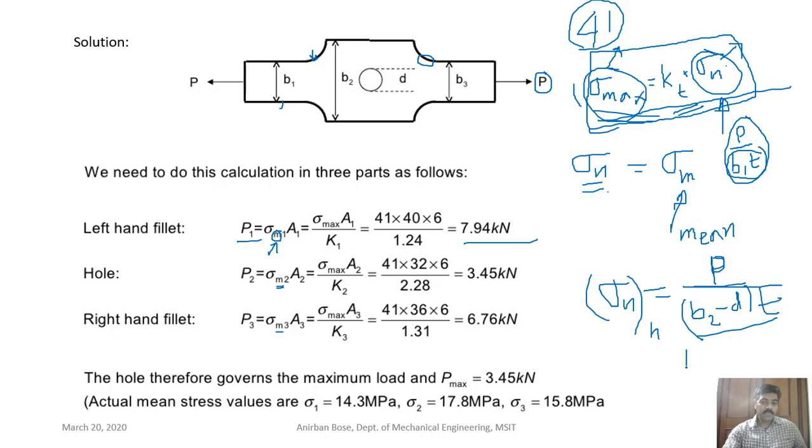We will get some value of P. Finally, if we consider these two fillets and the hole, we will get three different values of P, and among them the minimum is the allowable maximum load that this member can sustain, because it cannot sustain more than this. And what we observe is that it happens for the hole. So the stress concentration at the hole is more dangerous compared with the fillets. Okay, so the maximum load it can take is 3.45 kN.